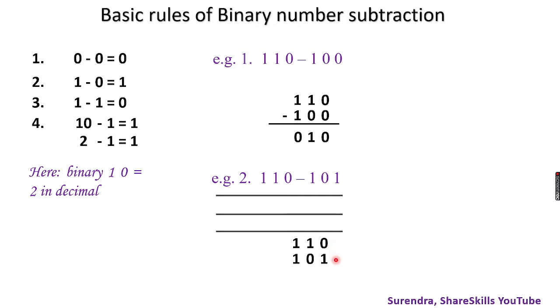From 0 we cannot subtract 1. So this 0 will borrow from this 1, and this 1 becomes 0. It makes this 0 a 2, because when this 0 gets the 1, it becomes 10, and 10 means 2. So we can write it directly as 2, so that we can subtract: 2 minus 1 is 1, 0 minus 0 is 0, 1 minus 1 is 0. In this way you can subtract if you have the concept.